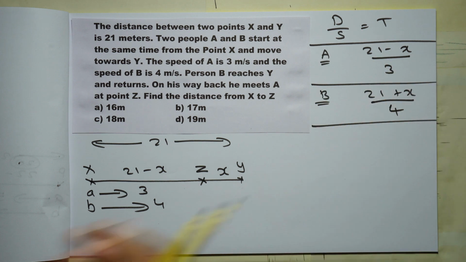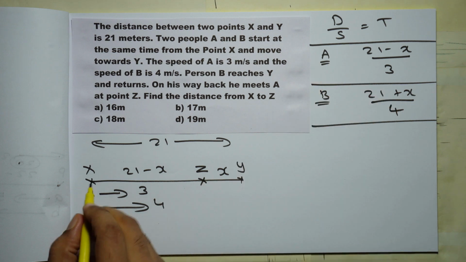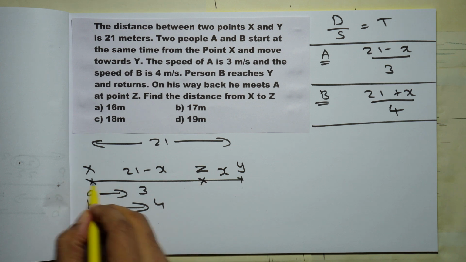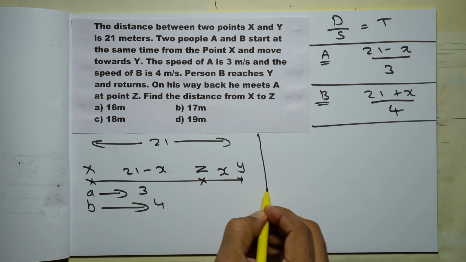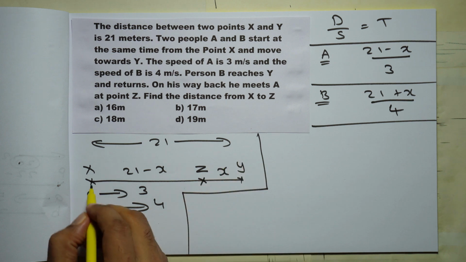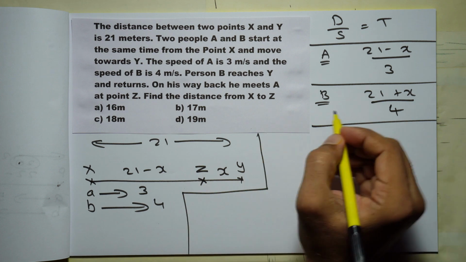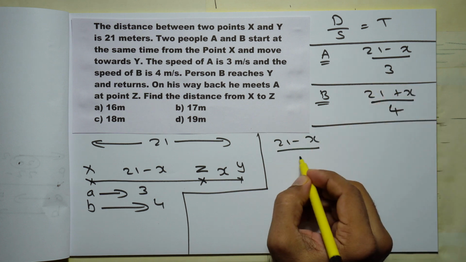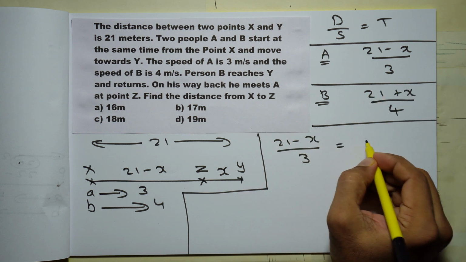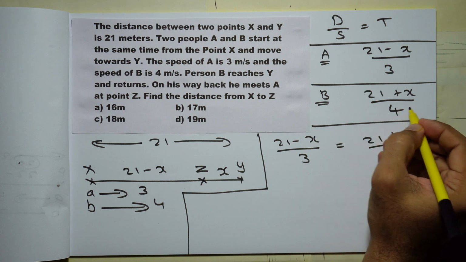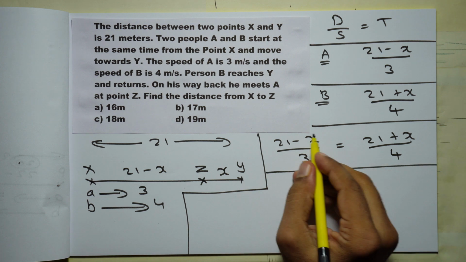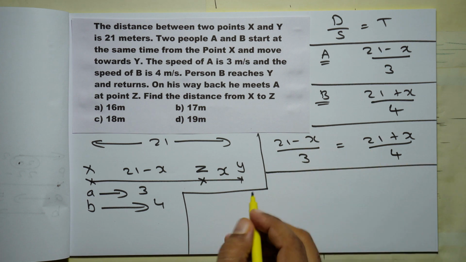So we can form the equation like this. During the time in which A travels this 21 minus X, during that time B will do the full 21 plus X. So I'll just repeat that once again. During the time over which A does 21 minus X, B will do the full 21 plus X. So we can equate the time. Time for A is 21 minus x, distance by A speed is 3. In this much time, B will do 21 plus x divided by B speed is 4. So we are equating the time like this. So we'll just cross multiply and calculate the value of x.